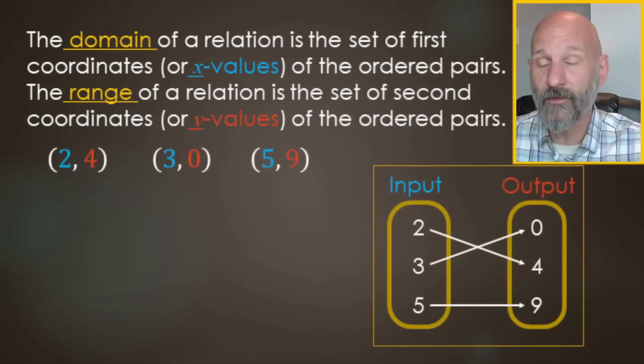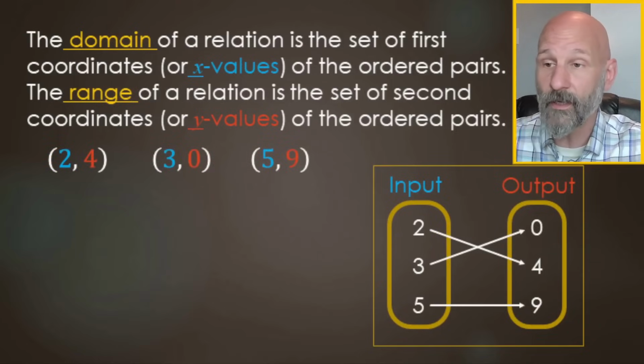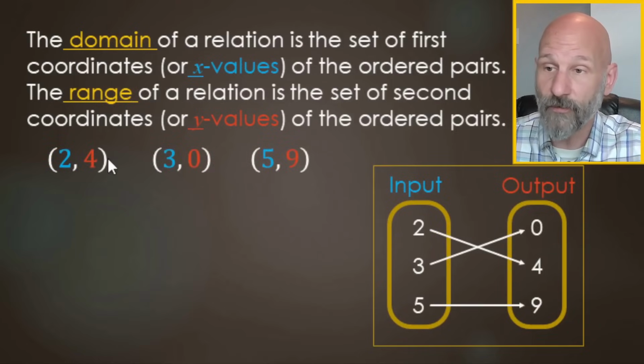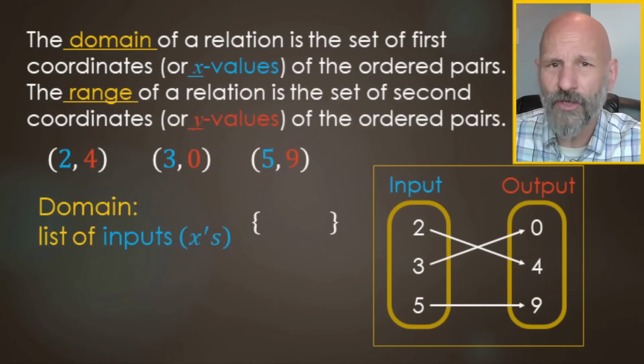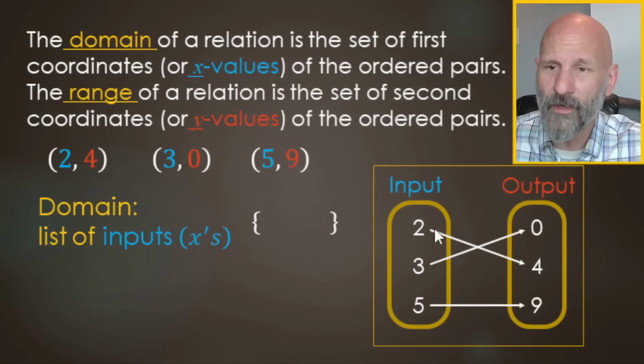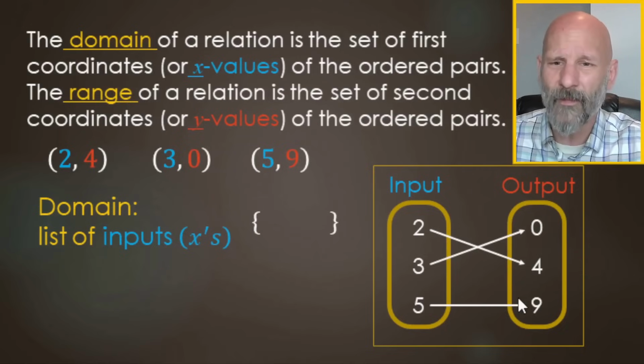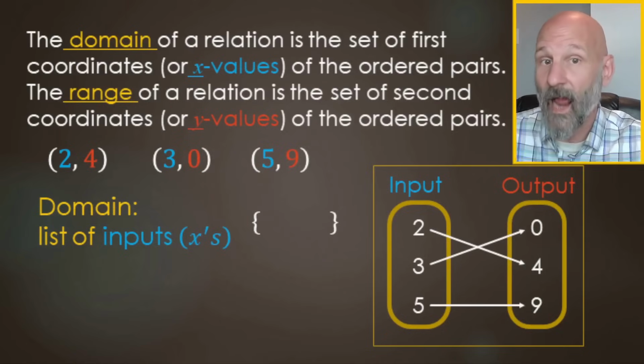Now, going back to the example that we've been working on here, here's our function here, 2 to 4, 3 to 0, 5 to 9. Now, the domain, that's your list of x values. So all you're going to do, whether you're looking at the coordinate points or the mapping diagram, is you're just literally just listing out the numbers.